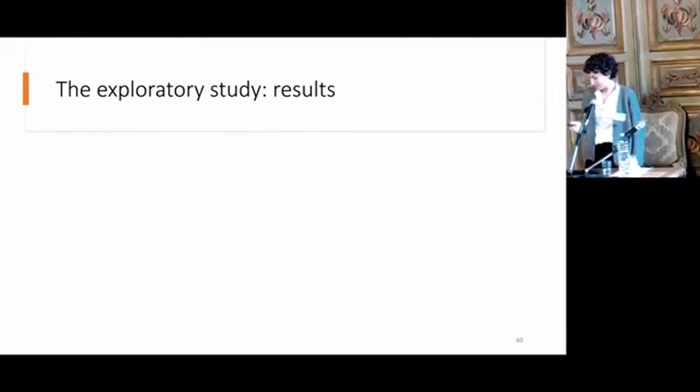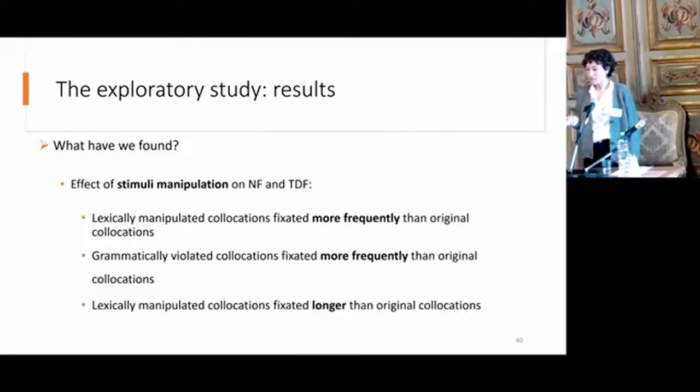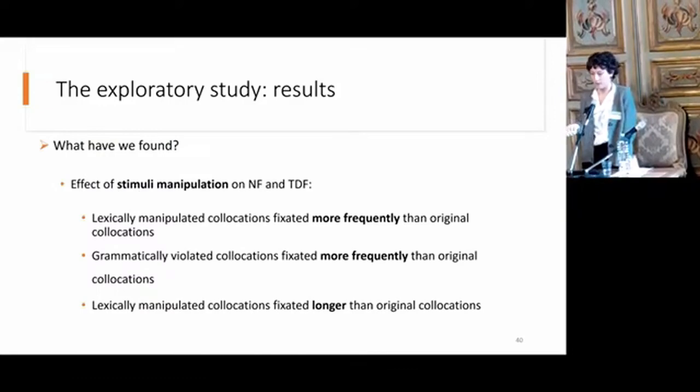Thank you, Luciana. And so what have we found? We found a significant effect of stimuli manipulation on both number of fixations and total duration of fixation, which were the two late measures that we analyzed. So lexically manipulated collocations were fixated more frequently than original collocations. And in a similar way, grammatically violated collocations were fixated more frequently than original collocations. But lexically manipulated collocations affected the processing of collocations not only in terms of number of fixations, but also in terms of durations of fixations. So lexically manipulated collocations were fixated longer than original collocations.